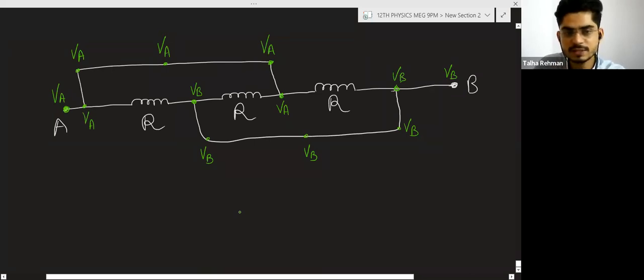Now, this is a resistance R. This is another resistance R. Suppose this R is R1, this is R2, and this is R3. R1 is R, R2 is R, and R3 is R. So the potential difference across this R is VA minus VB.